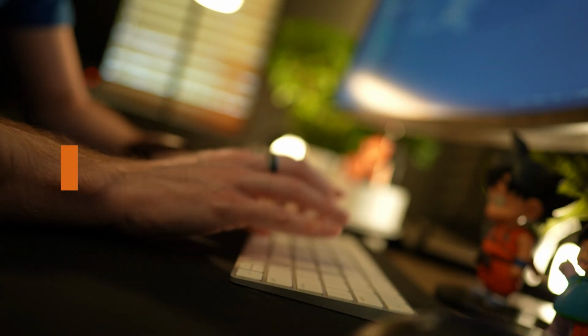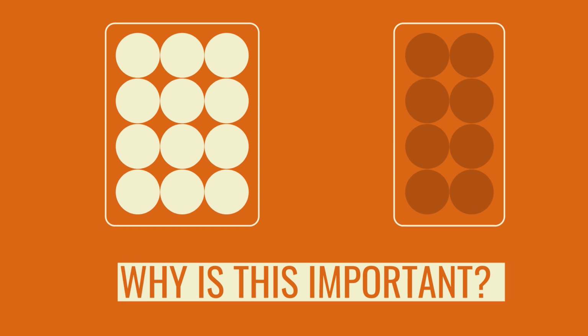I think this is the most interesting UX law. It's called the law of proximity. It means objects that are near or close to each other tend to be grouped together. But why is this important?